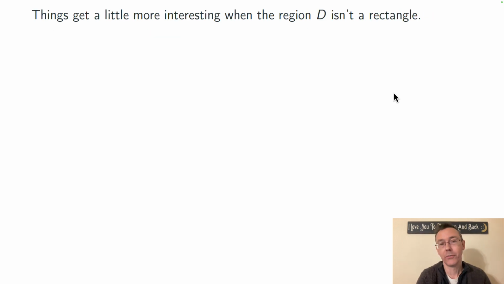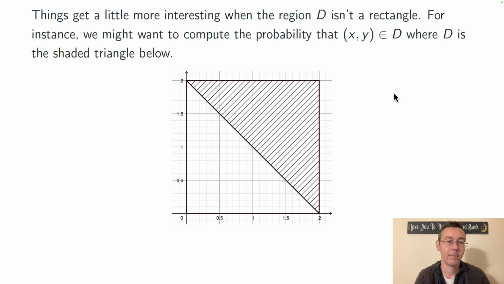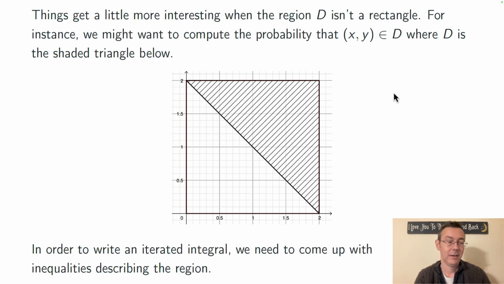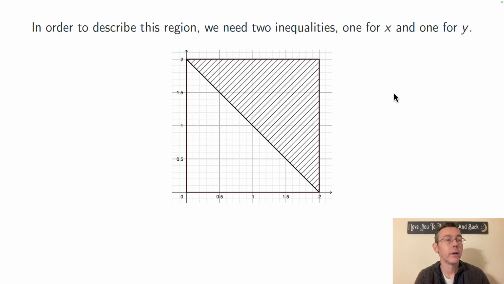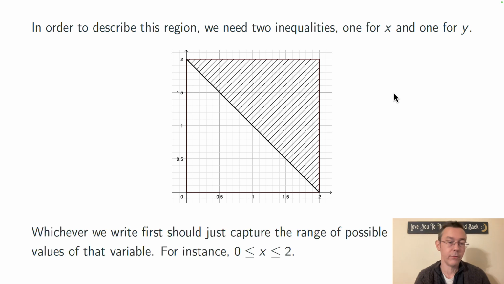Things get a little bit more difficult, interesting, when the region D is not just a rectangle. For instance, we might want to compute the probability that (x, y) is in the triangular region that I'm showing here. In order to write this as an iterated integral, we need to come up with inequalities in x and y that fully describe this region. The way that we're going to do that is we are going to come up with first an inequality for one of the variables. For instance, we could say that x is between 0 and 2, and then come up with another set of inequalities for the other variable.